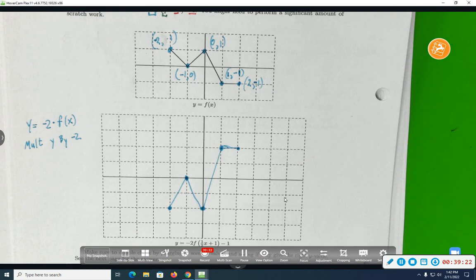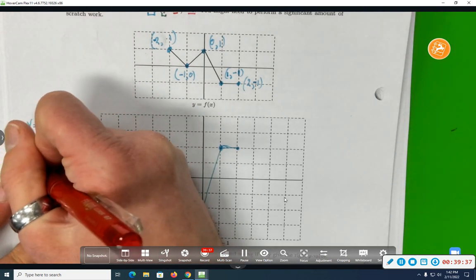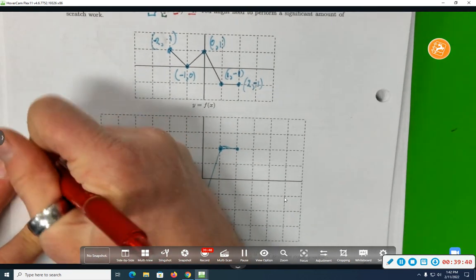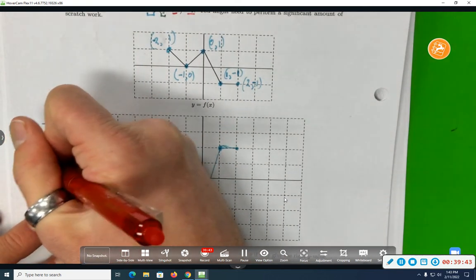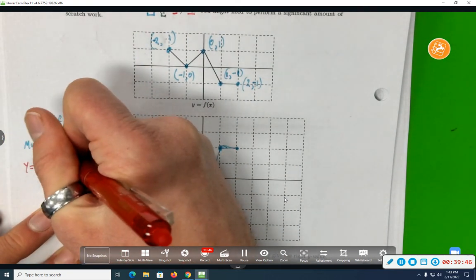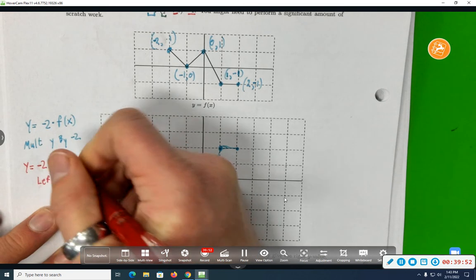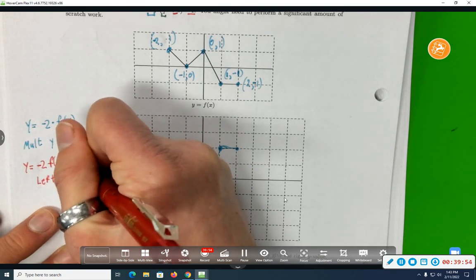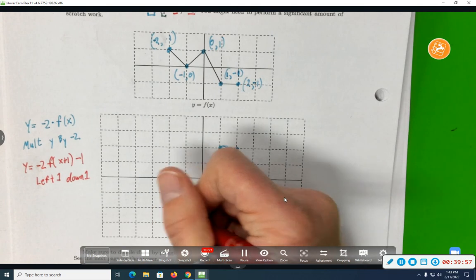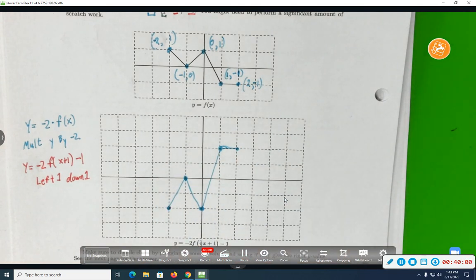So are we just completely done and that's the final answer? No, that's one of the 3 things we need to do. What's the next thing we should do? Move it to the left one and down one. So that'll give me y equals -2 times f of x plus 1 minus 1. So go left 1, down 1. We can just draw the picture of what happens when we go left 1, down 1, right? Each one of those points will go left 1, down 1.